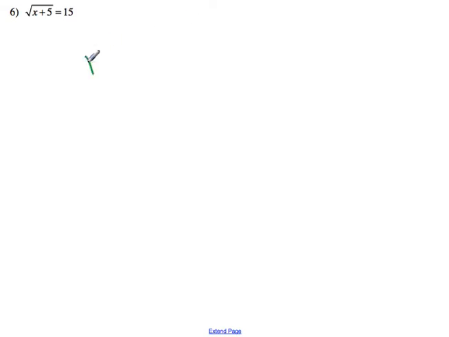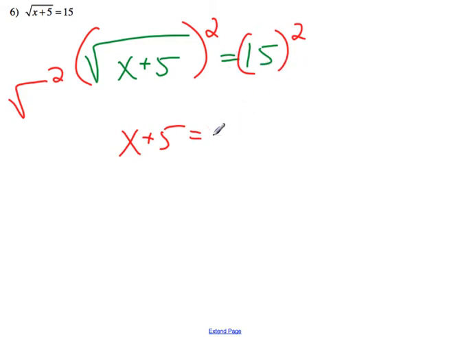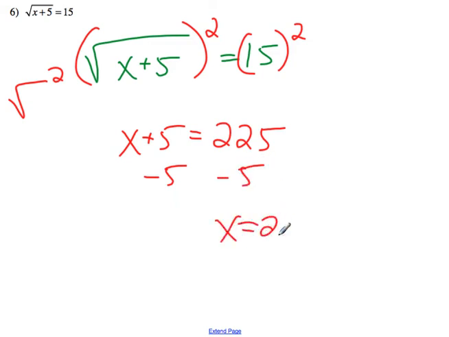The key thing here is when you have a radical, you need to do the opposite of what you have. The opposite of a radical is going to be squaring it. So you square both sides, and when you square both sides, the radical and the squared cancel out. So you're just left with x plus 5 equals 15 squared. You should know that by heart. That's 225. Minus 5, so x equals 220. So to get rid of the radical, you need to square both sides.